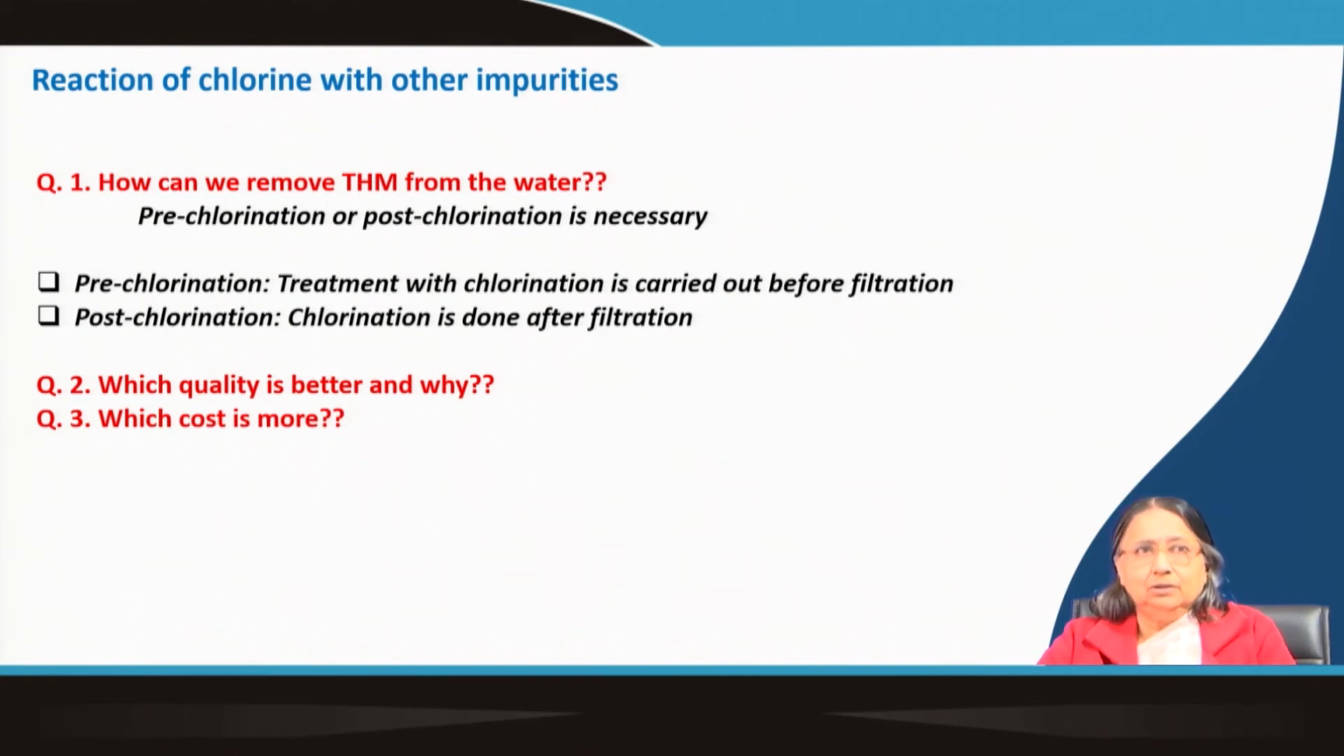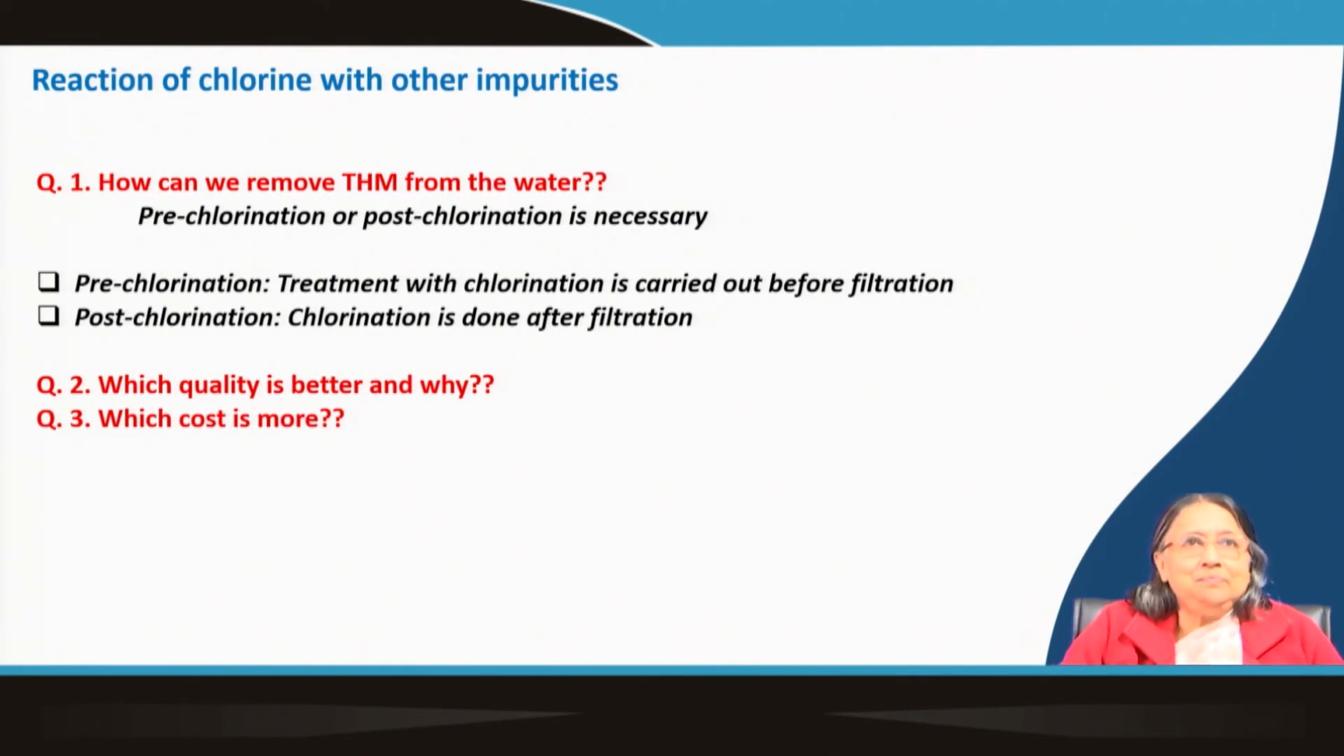Okay. So, this is called pre-chlorination. And what is post-chlorination? Chlorination is done after filtration. First we remove the organic materials, then we do the chlorination. Both ways are possible. In one case we do the chlorination before filtration, in the other case we do chlorination after filtration, after removing the organic matter.